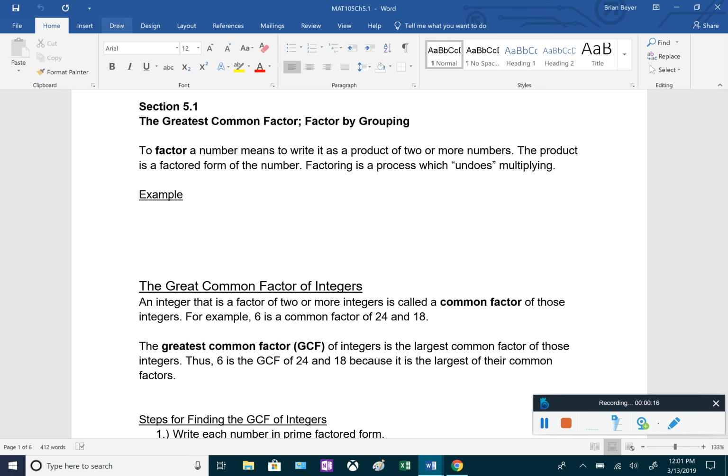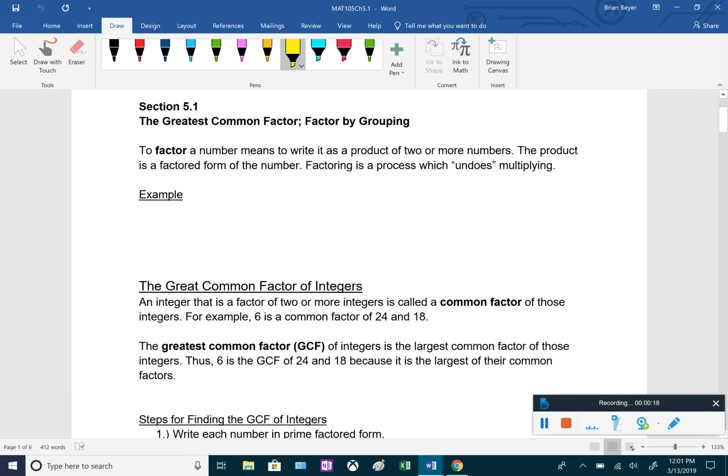To start off, we need the definition of what a factor is. To factor a number means to write it as a product of two or more numbers. So factors are things being multiplied. The product is a factored form of the number. Factoring, in a sense, is a process which undoes multiplying. It kind of breaks it apart.